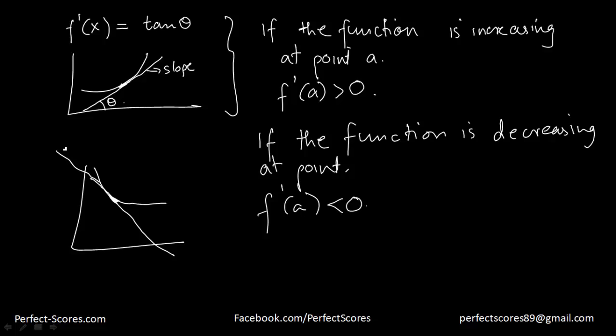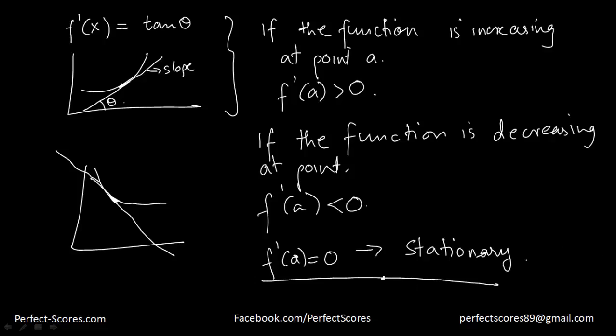Fine. So I suppose you're understanding this point. And if the derivative is equal to 0, then the function is stationary at that point, right? So if the derivative is 0, the function is going to be stationary at that point. Now let's go ahead and formally define what we've just said.